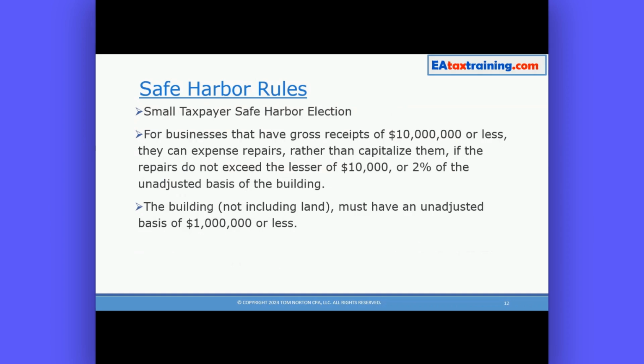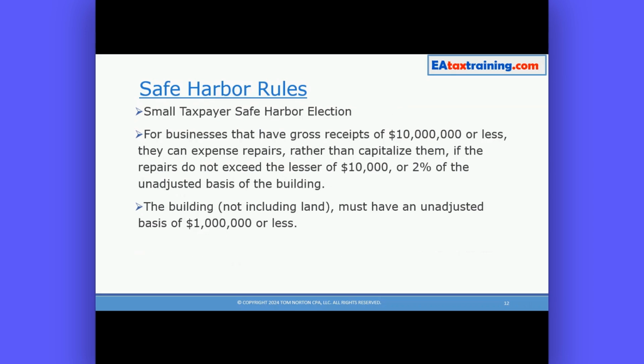Other safe harbor rules, there's another one called the small taxpayer safe harbor election, and this one can be great. So this is for businesses that have gross receipts of $10 million or less, and the building that we're talking about, not including the land, just the building, must have an unadjusted basis of $1 million or less. So if you meet that criteria, then they can expense repairs rather than capitalize them, which is great.